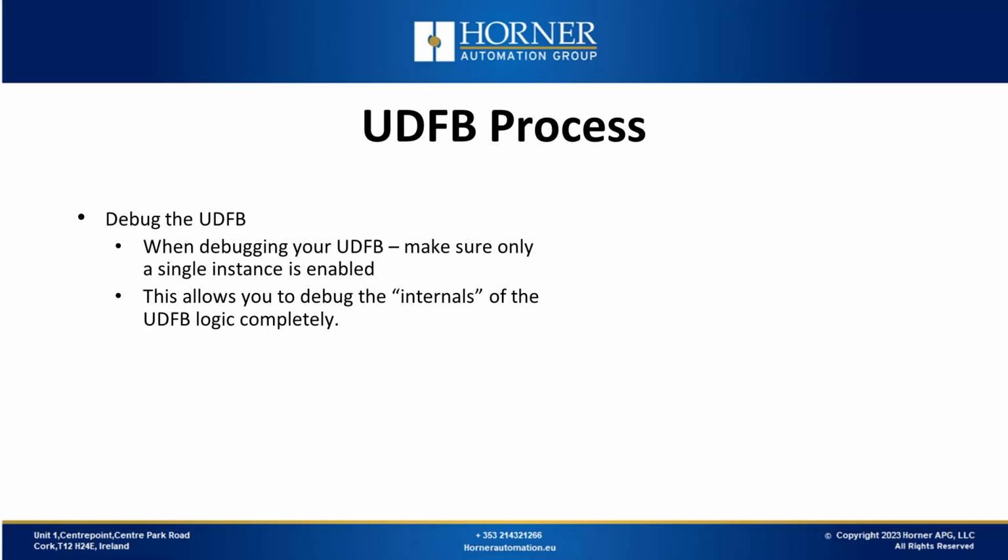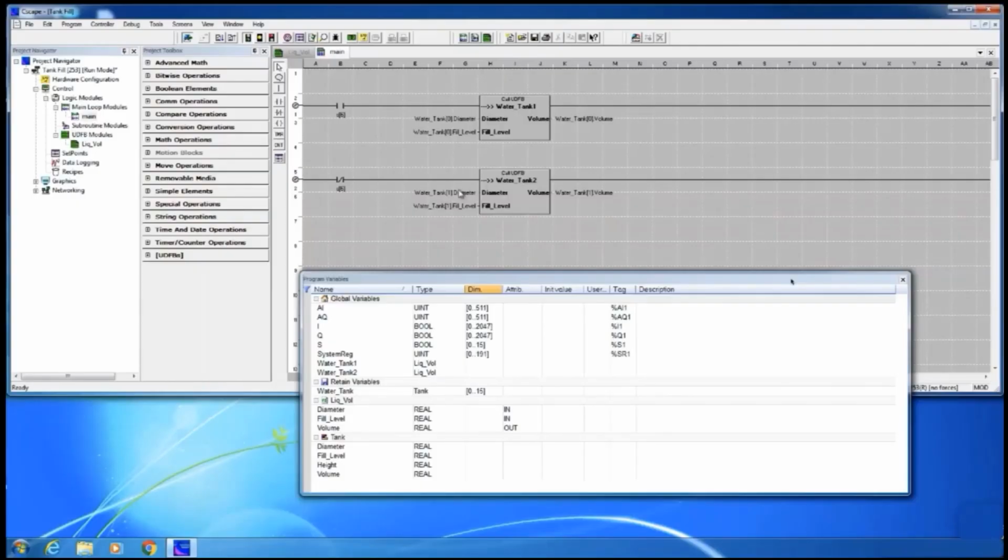The last thing you want to do is not test your function blocks and have bugs throughout your code. So we'll look at debugging your UDFB now. When we debug, we only want a single instance to be enabled. This allows us to really debug the internals of the function block with only one instance calling it, which makes troubleshooting much easier.